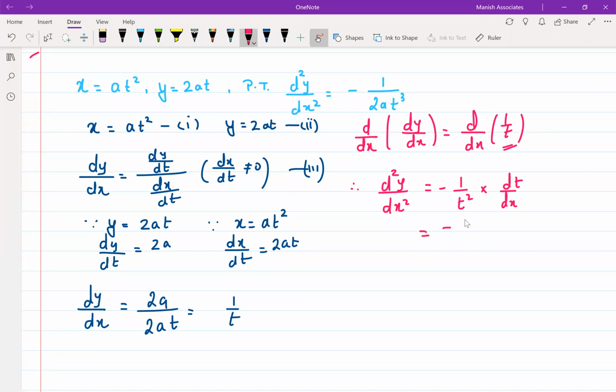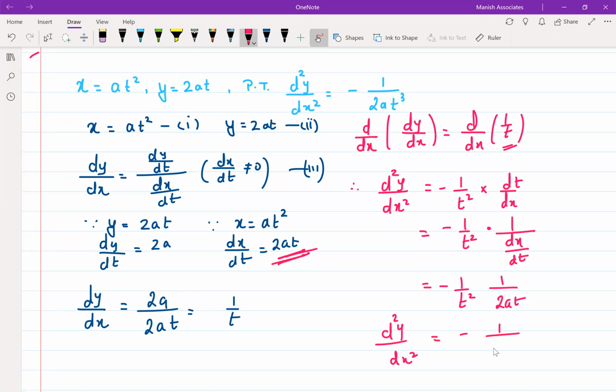So I get minus 1 upon t square. Now dt by dx is same as 1 upon dx by dt. That is equal to minus 1 upon t square. And dx by dt is over here. Please see the LHS part. It is 2at. So I get 1 upon 2at. So eventually, d2y by dx2 will be equal to minus 1 upon 2at cube. Clear? Everybody? I hope you all have followed it. Please start making a note of it. Come on.